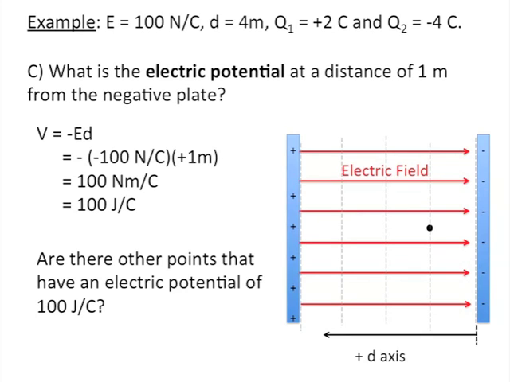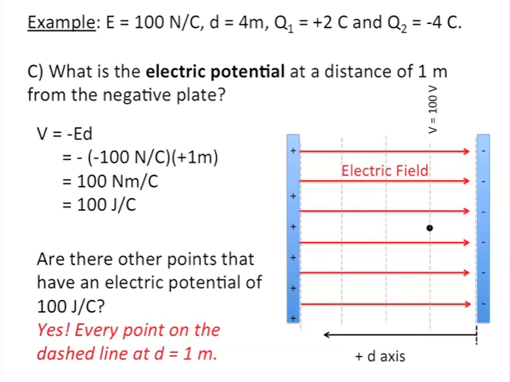Are there other points that have an electric potential of 100 joules per coulomb or 100 volts? Yes, every point on the dashed line at position equals 1 meter. Every point on that line will have a potential of 100 volts. And that's because when you look at your equation here for potential, all it depends on is the position. And every point along that line has a position of 1 meter.